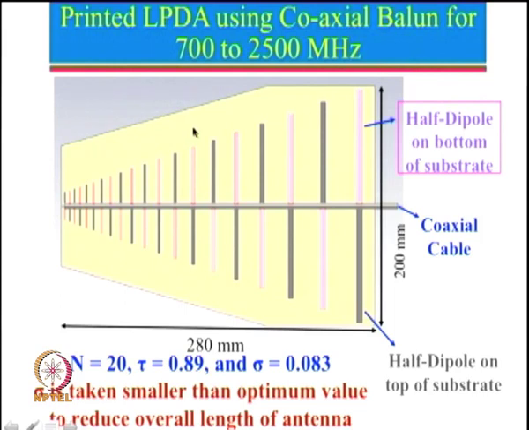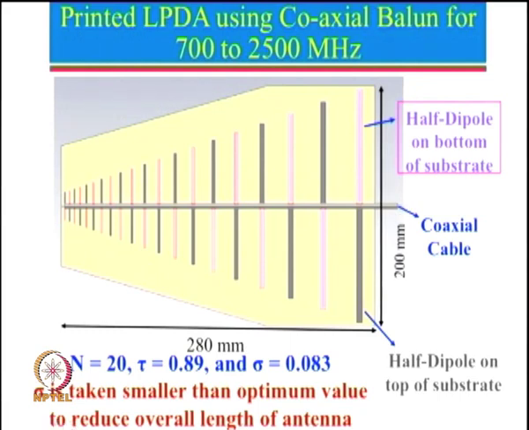So, we had the requirement for an antenna which covers from 700 to 2500. Since the frequency is known, you can also see the ratio is close to 1:4, well it is not exactly 1:4, 700 to 2800 will be there. Here in this design we have deliberately taken a slightly different case, where sigma is taken smaller than the optimum value to reduce the overall length of the antenna.